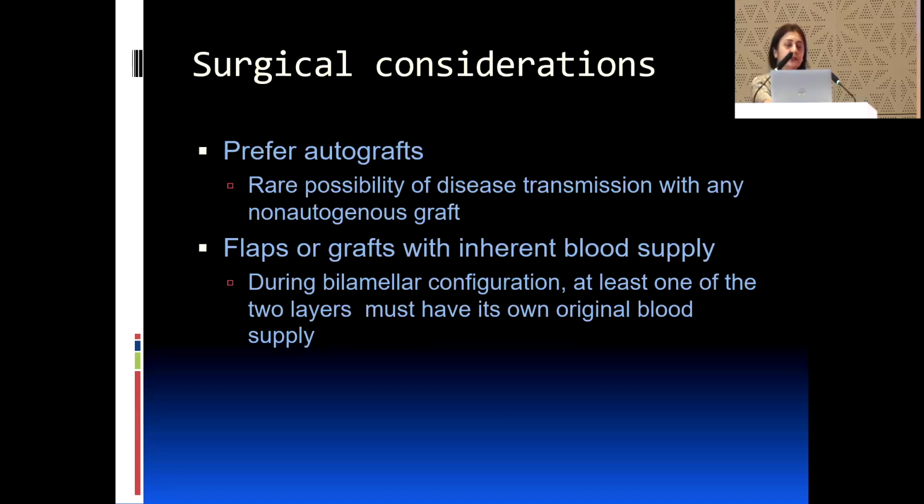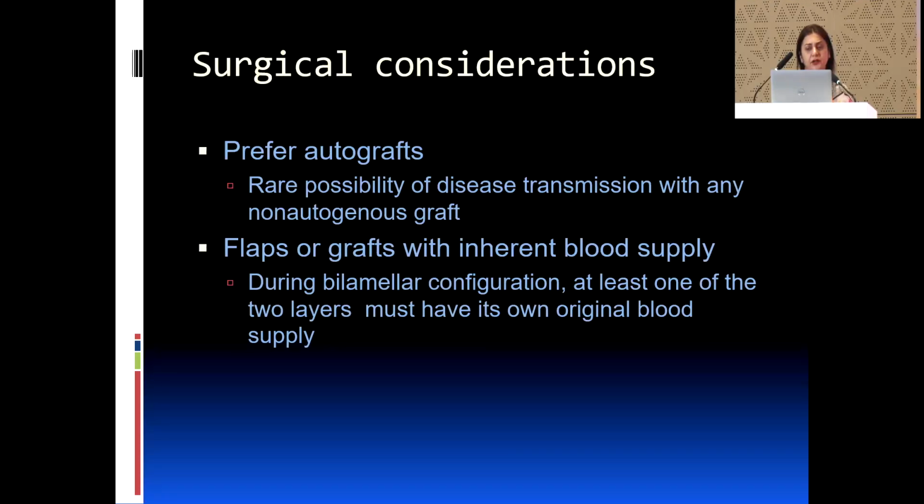Now, surgical considerations. Wherever possible, prefer autografts because there is a rare possibility of disease transmission with non-autogenous grafts, or they may not take. Secondly, flaps or grafts with inherent blood supply. During bilamellar configuration, at least one of the two layers must have its own blood supply.